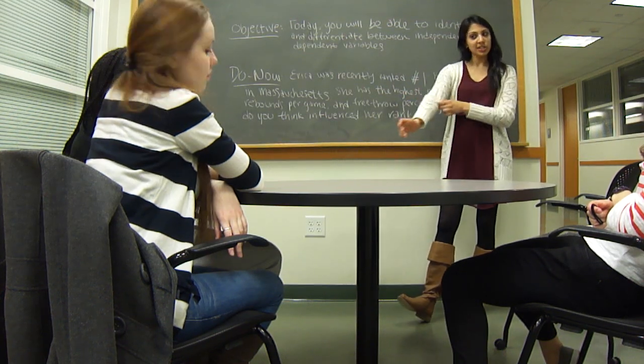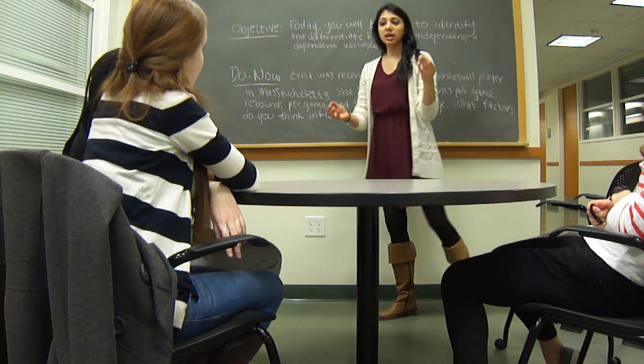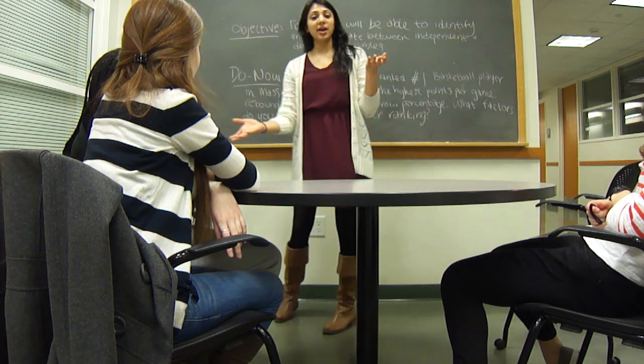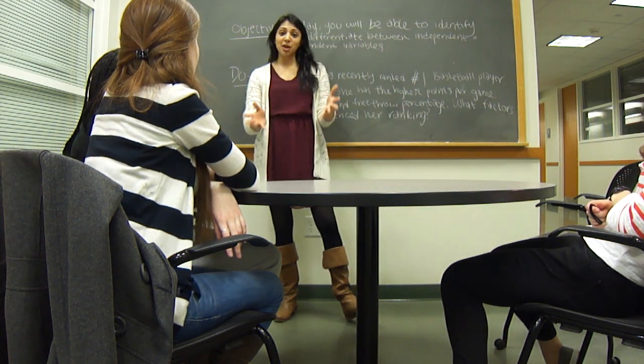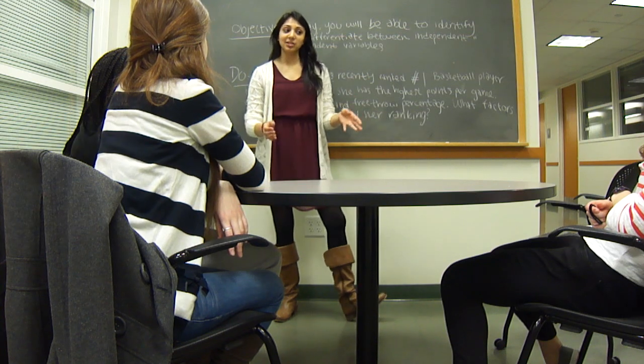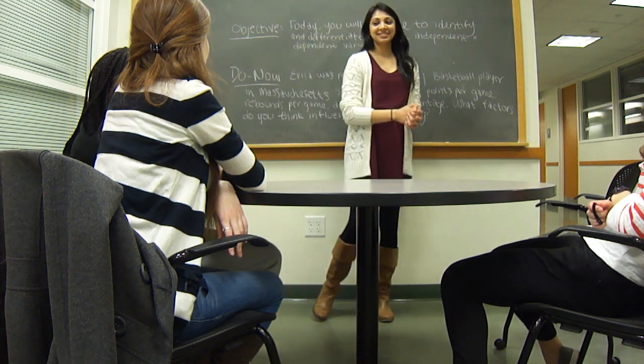So there are different combinations that can happen, but if you can find another person in the class who can be either your dependent or independent variable, and you can explain that relationship, we're going to come back together in a couple minutes and talk about that. Okay? Okay.